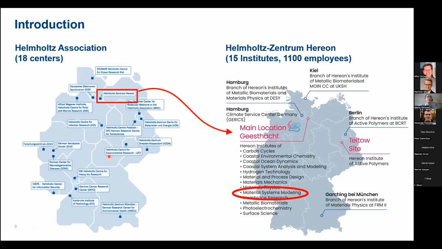The Helmholtz Association is a German research association. It's distributed all over Germany, and I'm part of one of the northern centers. It's the Helmholtz-Zentrum Hereon. Our main location is in Geesthacht, close to Hamburg, and I'm part of the Material Systems Modeling Institute. In total, there are 1,100 employees at Hereon, so I would call it medium size for Helmholtz centers.